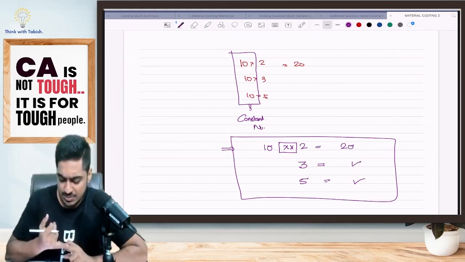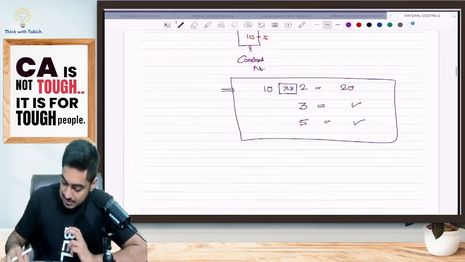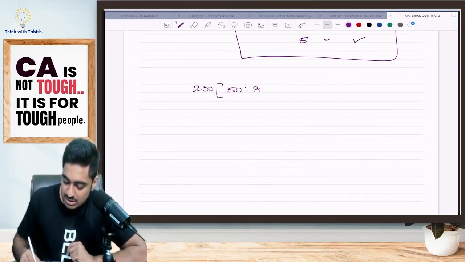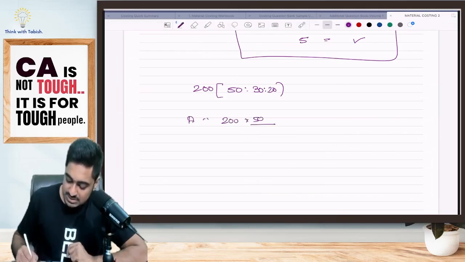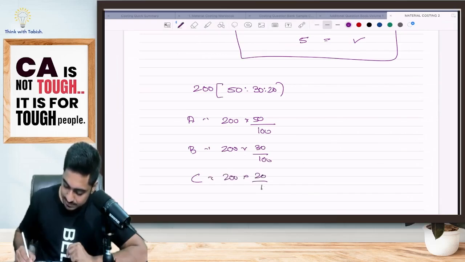Trust me, in this chapter, ABC analysis, overhead and ABC chapter, it will help you immensely if you know how to use a constant function. Pay attention, everyone. Imagine I have to distribute 200 rupees in the ratio 50 is to 30 is to 20. How do I do it? For A, I will write 200 into 50 upon 50 plus 30 plus 20, which is 100. B, 200 into 30 upon 100. C, 200 into 20 upon 100.